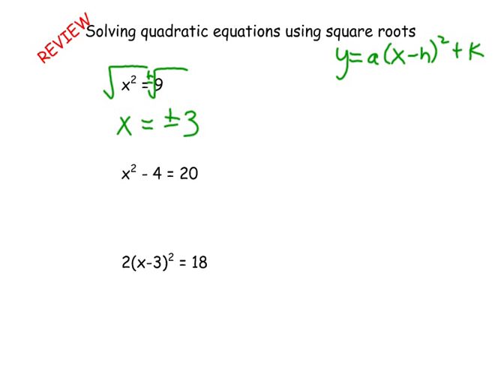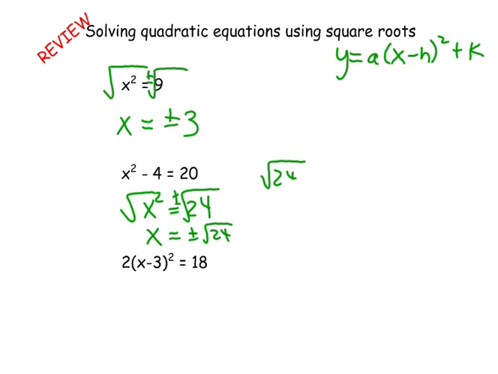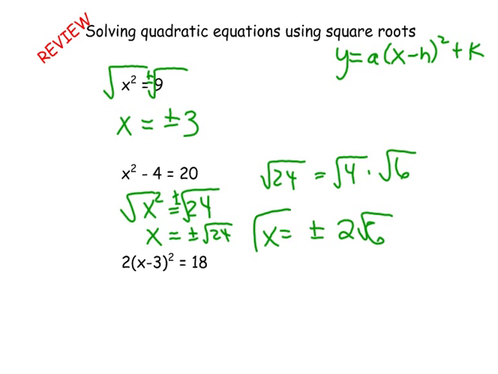On the second one, x squared is not isolated, so we would add 4 to both sides. So x squared equals 24. And then we would take the square root of both sides. Remember to put your plus or minus in there. So x is equal to plus or minus the square root of 24. And then on those problems, we took it a step further and simplified the square root of 24. That's the square root of 4 times the square root of 6. So 2 times the square root of 6. So x was equal to plus or minus 2 times the square root of 6.